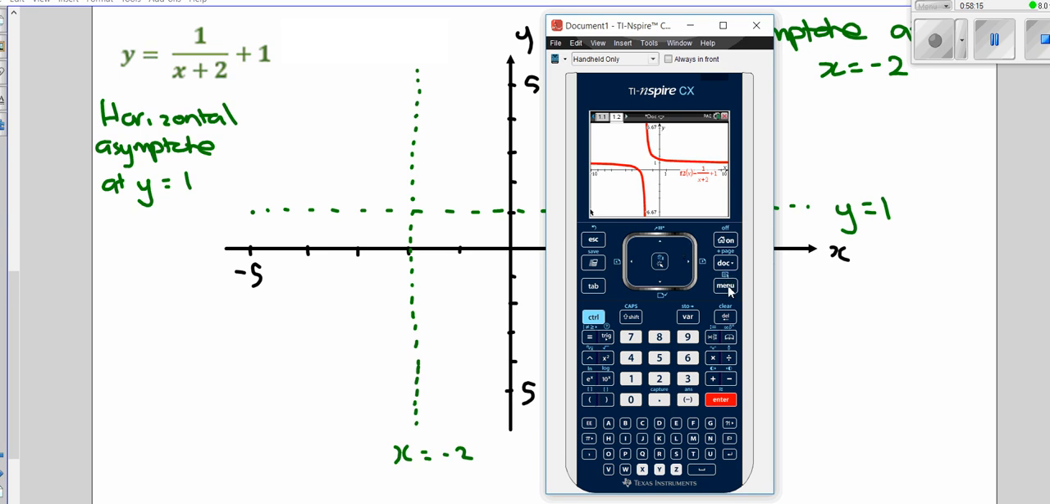So menu, window zoom, window settings. We want -5 to 5 for this one. So -5 up to 5. And then we want that should be -5 there, sorry. -5 up to 5. So it's going to look roughly like this.